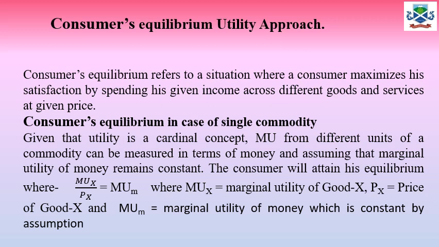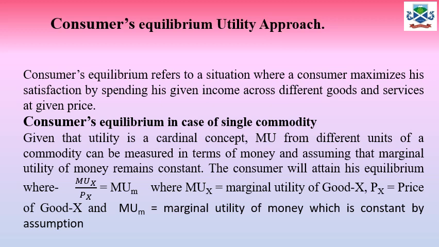So while he is consuming, his main intention is to have maximum satisfaction from the given money and the price of the commodities. Now, under the utility approach, the consumer equilibrium is explained in case of single commodity and in case of multiple commodities. So, we will be discussing in detail the consumer equilibrium in case of single commodity.